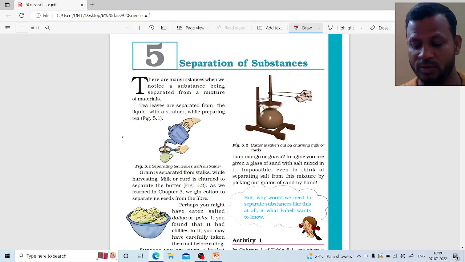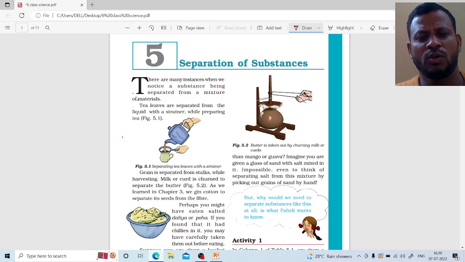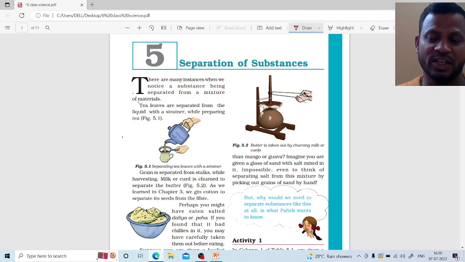Today we are going to discuss the separation of substances. As we know, we use a lot of materials in our day-to-day life, isn't it? A lot of dresses, shoes, chappals, and a lot of eating materials. Like this, we use a lot of materials in day-to-day life, and we use a lot of materials in the kitchen also.